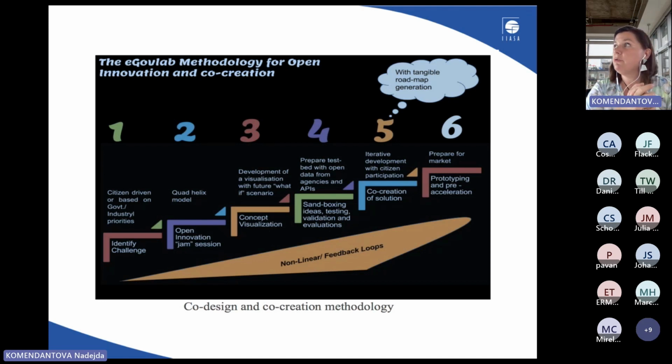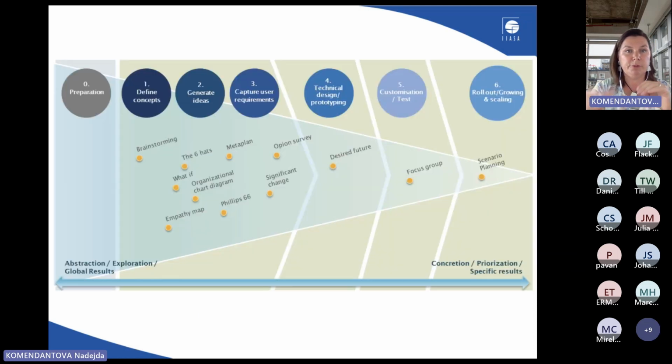Then go into the sandboxing of ideas, testing of ideas, validation and evaluation of these ideas, to interactive development with citizen participation and so-called creation of solutions, and to prototyping and then preparation for the market implementation, if we talk here about a particular product.